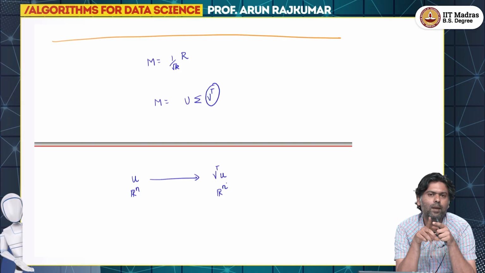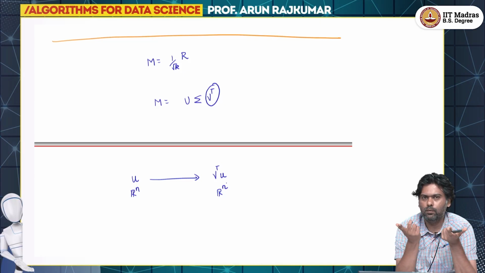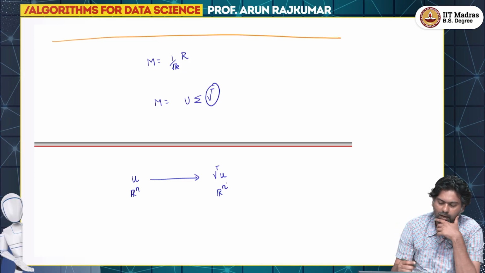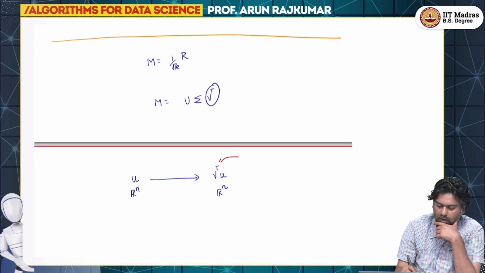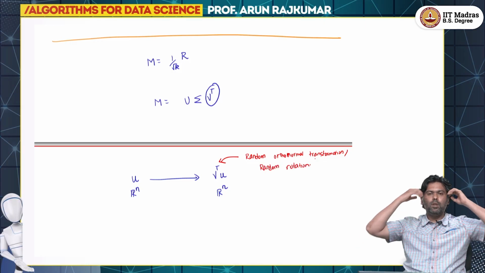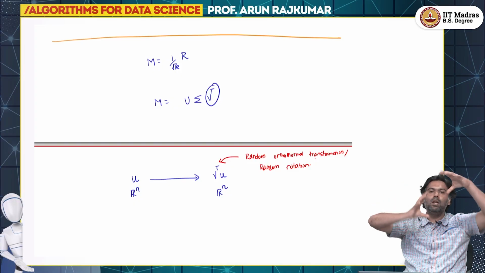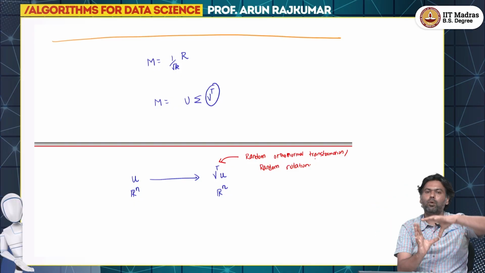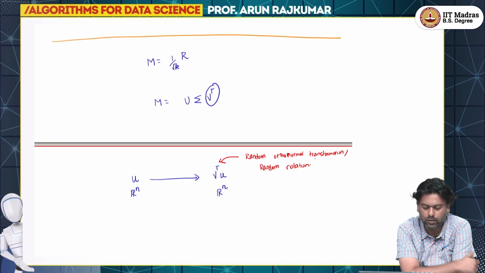u can be any specific vector, but when I do V transpose U, you should think of V as a random orthonormal transformation, right. Or rather, in other words, I can call this a random rotation. To give an analogy, I am picking some angle at random with which to rotate, and then I am rotating U with that angle, right. So, that is what this is.